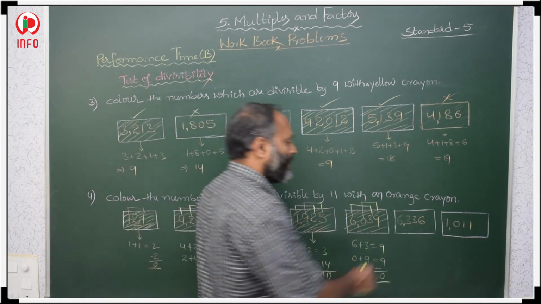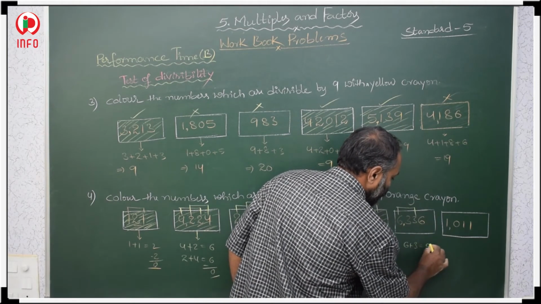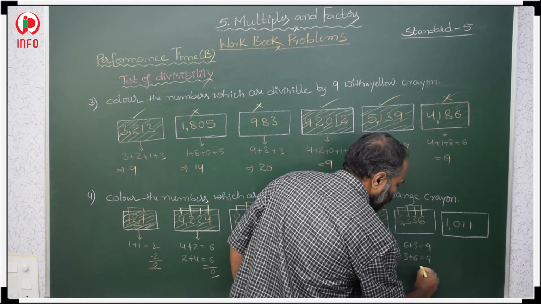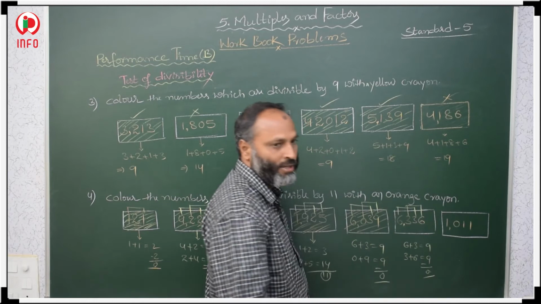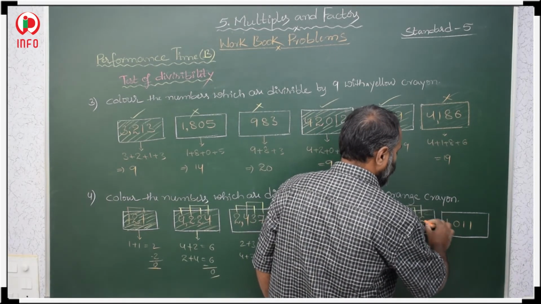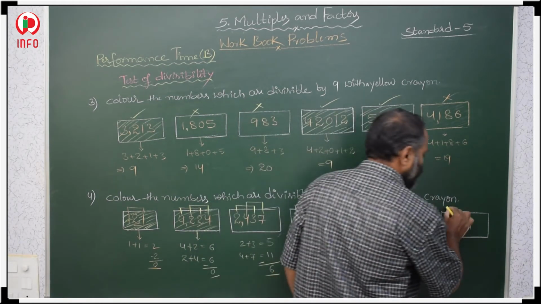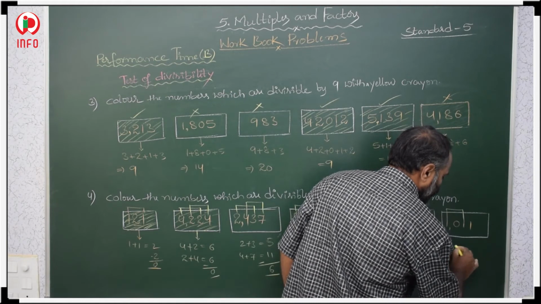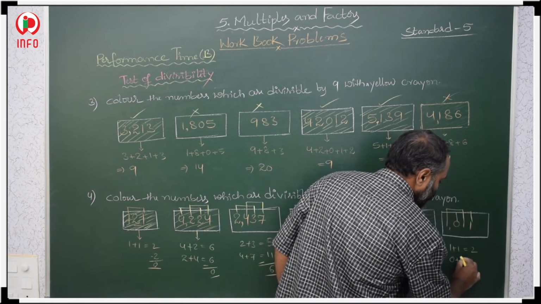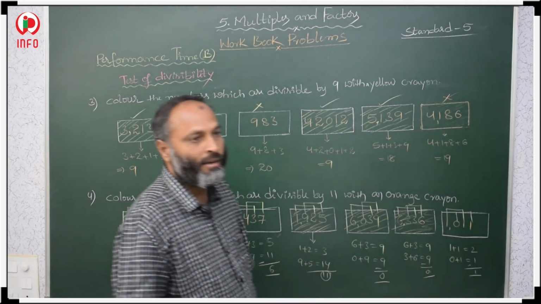So, here the sum of odd digits, 6 plus 3 is 9, the sum of even digits, 3 plus 6 is 9, then the difference 9 minus 9 is 0, then this is divisible by 11, color with orange. Now, the sum of odd digits, 1 plus 1 is 2, the sum of even digits, 0 plus 1 is 1, 2 minus 1 is 1, it is not divisible by 11.